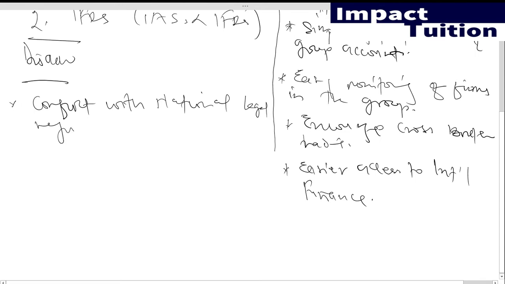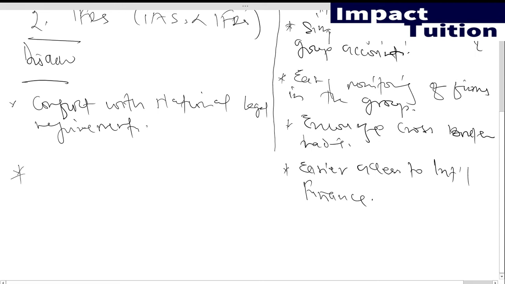Legal requirements. National legal requirements may conflict with the requirements of IFRS. Consequently, laws may need to be rewritten to permit the accounting policies adopted by IFRS. That is the first disadvantage.